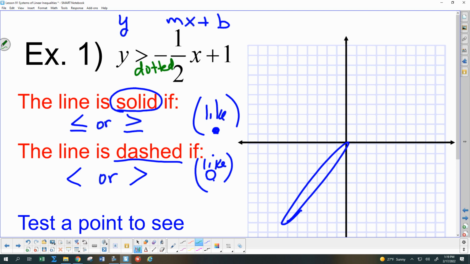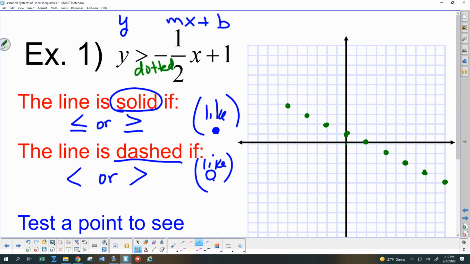So first thing I'm going to do is to graph it like I would if it were an equal sign, if it were just the line, but I'm going to use a dotted line instead. So I'm going to look at this. What's my y-intercept? Everybody, what is my slope? So negative a half, so I need to go to the 1 and start there. Negative a half, so down 1 and over 2. Up 1 and back 2.